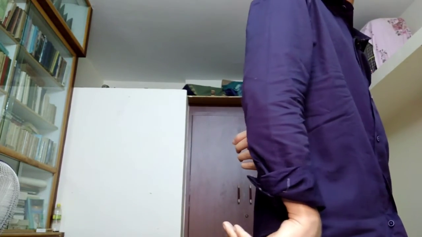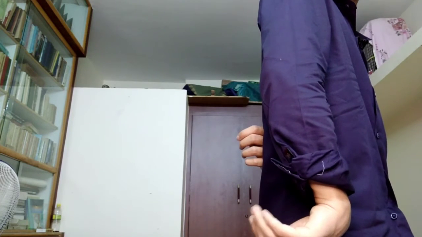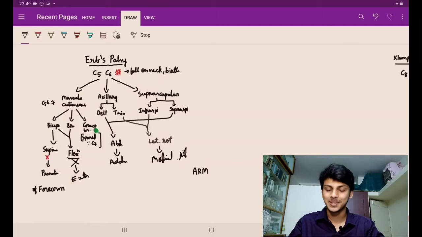So why is it called policeman's tip hand? Because usually when the policeman takes a bribe, he takes it like this. He'll be looking somewhere and taking it in this hand. So it is called policeman's tip hand. But most policemen don't take those things, trust me.